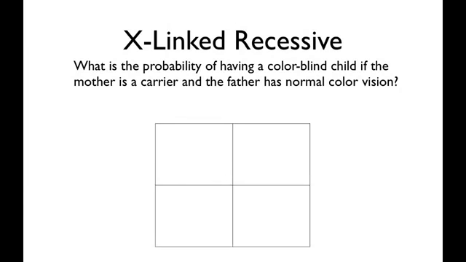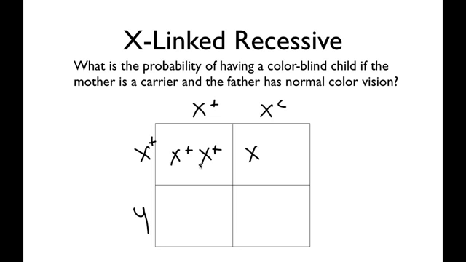So here's a typical problem. What is the probability of having a colorblind child if the mother is a carrier and the father has normal color vision? Okay, for this I highly recommend the Punnett square. It's going to be pretty easy to solve once you do that. So the mother is a carrier, so one of her X's is normal and the other carries the allele for colorblindness. The father is normal. So you just fill out the square and you're going to see what you get.